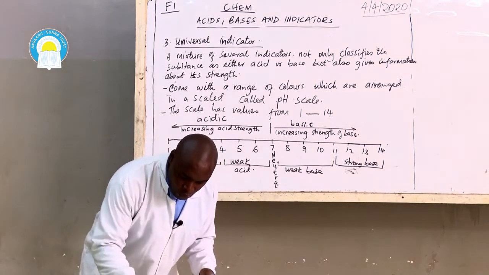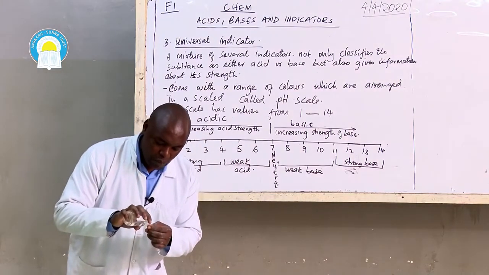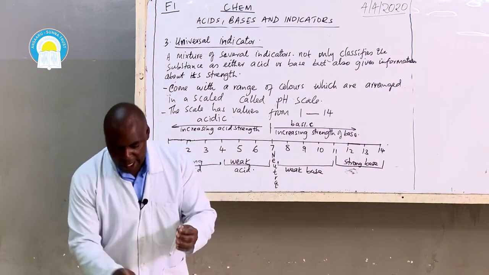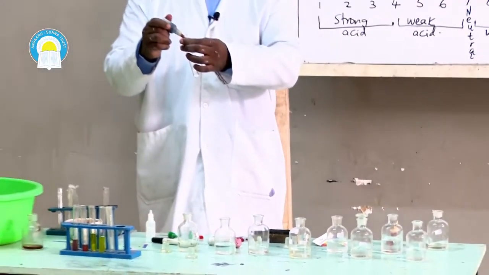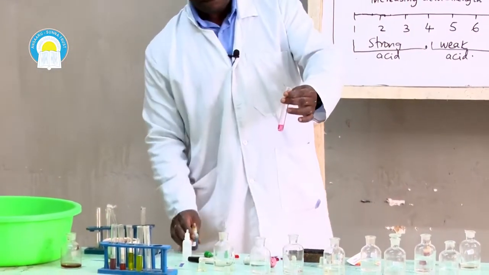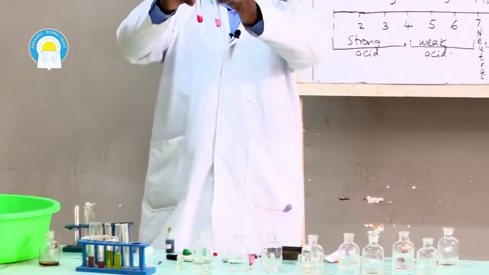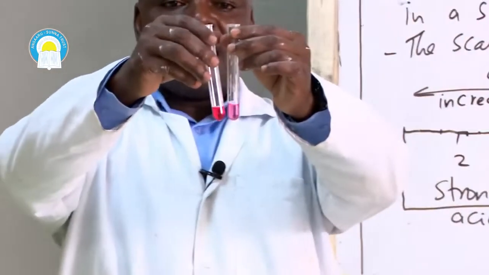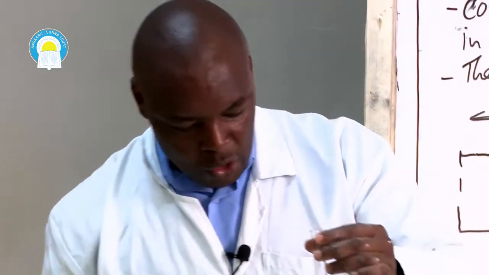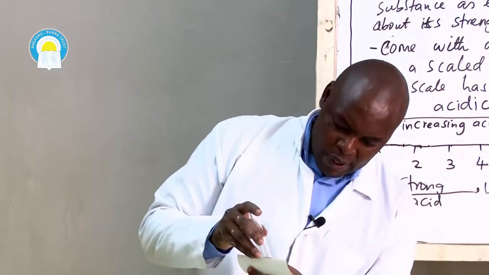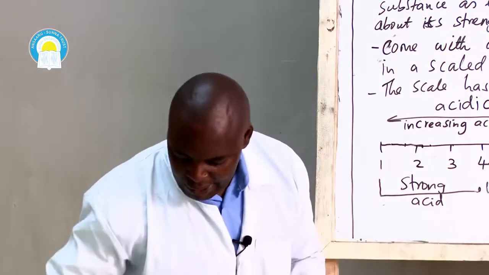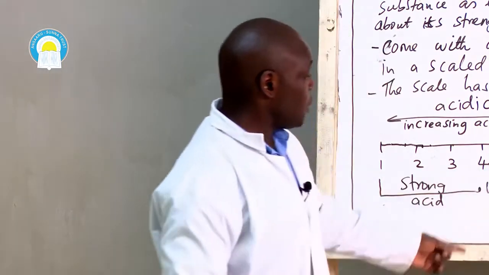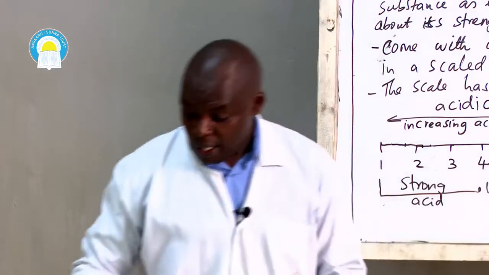Let us see a solution of acetic acid. Let me add universal indicator. You see the solution of acetic acid is different from the one for hydrochloric acid. So acetic acid here, we see it has a pH of 5. So acetic acid, pH of 5, shows that it is a weak acid.